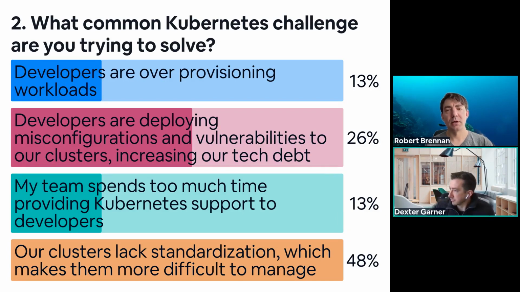Cool. So it sounds like in terms of challenges, folks are mostly lacking standardization, which makes their clusters more difficult to manage. Very common problem we see, especially at larger organizations, larger enterprises, where you've got many different teams, sometimes provisioning their own clusters, or different app teams are all responsible for deploying their own application, and they do it their own ways. A lot of folks, it seems, have developers deploying misconfigurations and vulnerabilities, running into tech debt problems.